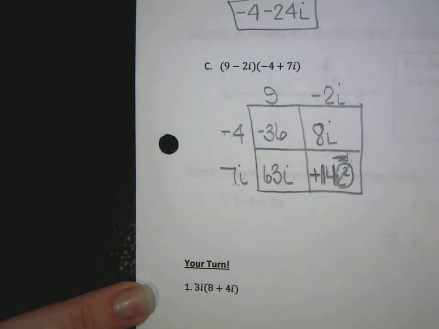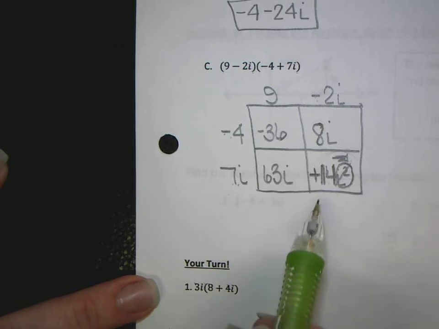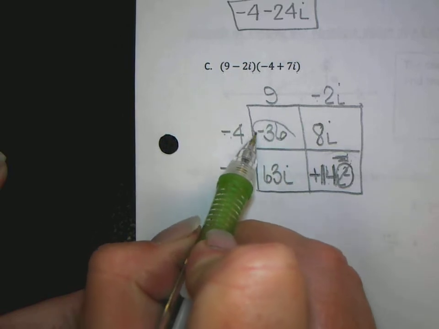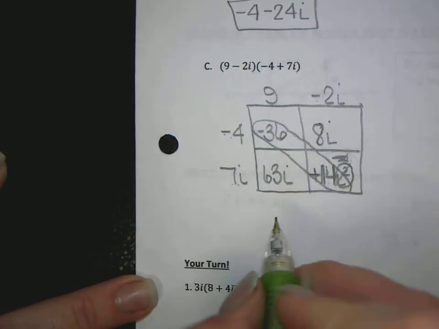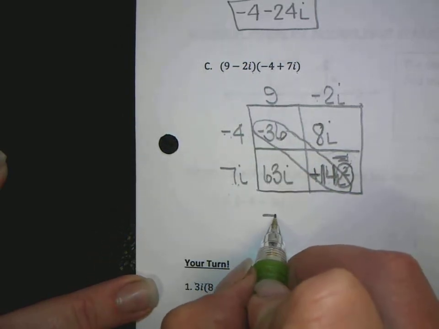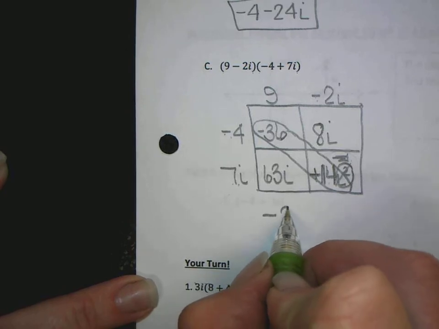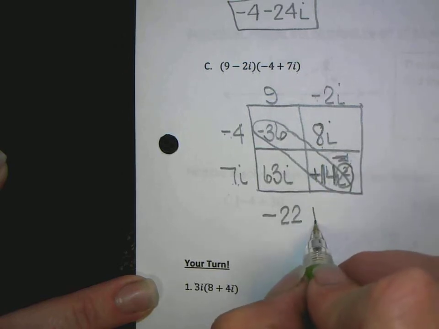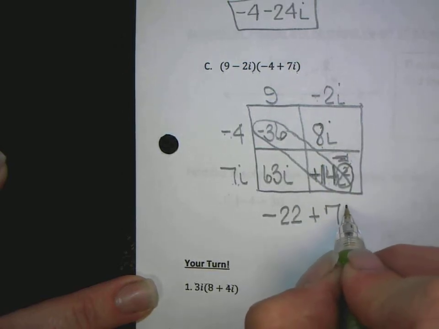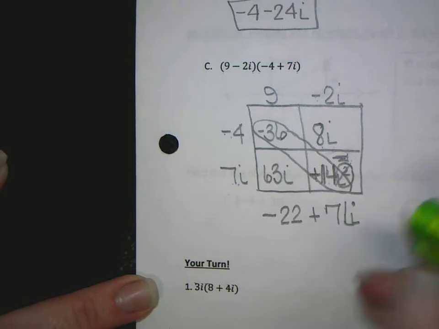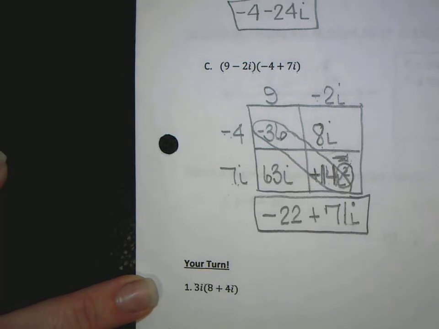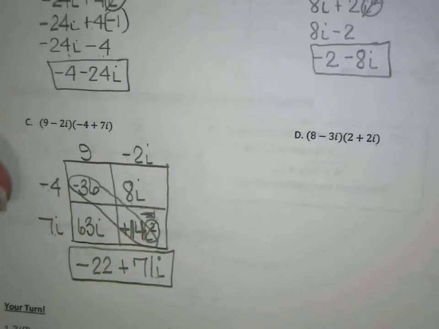Okay, so I just kind of got rid of all that, so that way you can see that's a positive 14. Now look at your diagonals, because your diagonals will now combine. Remember, real number comes first, so you're going to do negative 36 plus 14. So you're going to get negative 22, and then 63i plus 8i is going to be plus 71i, and that's going to be your final answer. That should be a 71, sorry, nice and messy. There you go. Okay, now go to D.